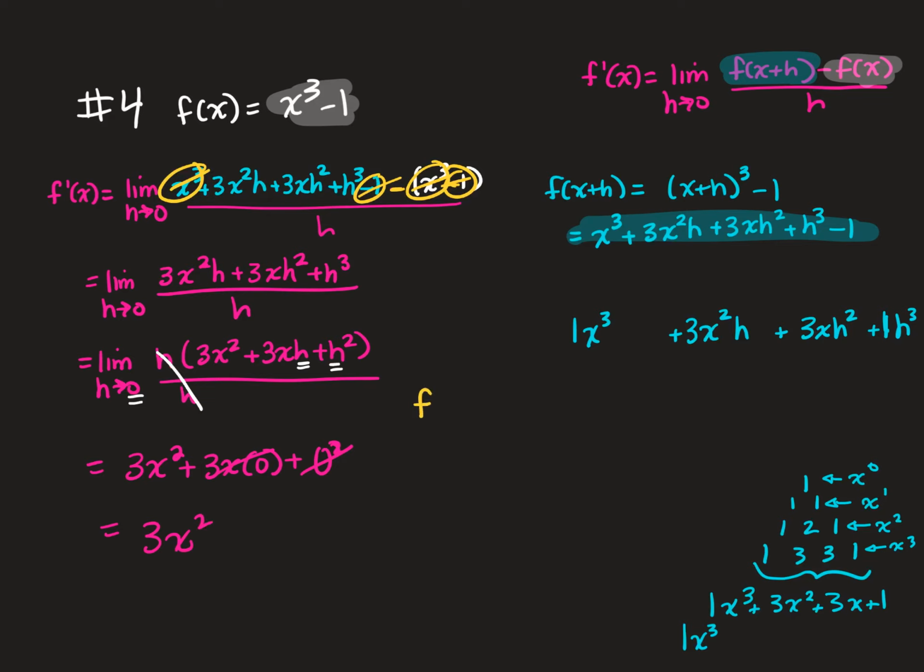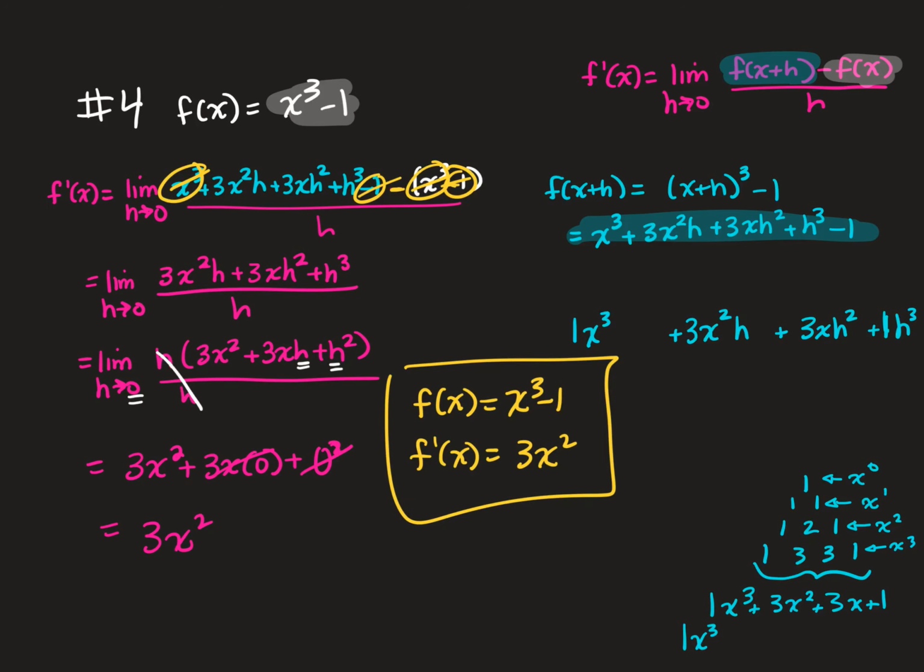So my original expression, f of x, was x cubed minus 1. My derivative was just 3x squared. And you might be starting to see some patterns happening here, and that's what we're going to explore in the next lesson.